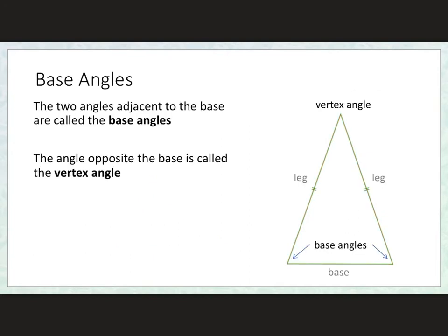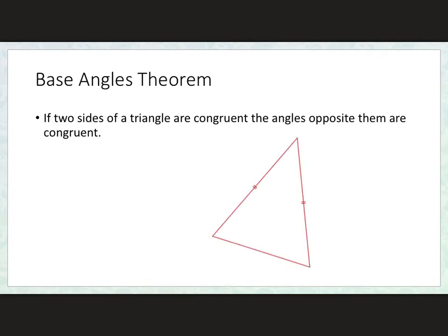The two angles adjacent to the base are called the base angles. The angle opposite the base is called the vertex angle. Isosceles triangles have some interesting attributes that make them very useful. One of these attributes is the base angles theorem.